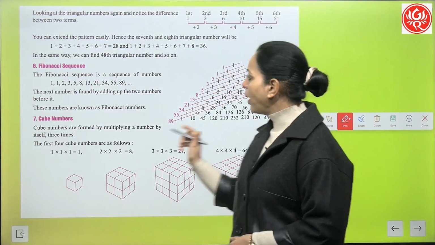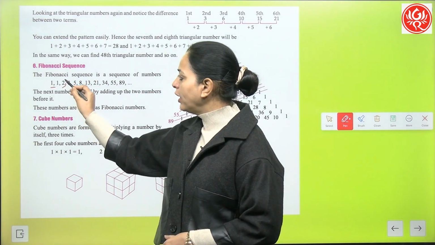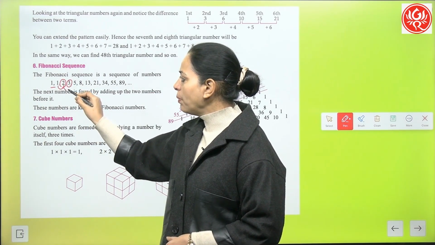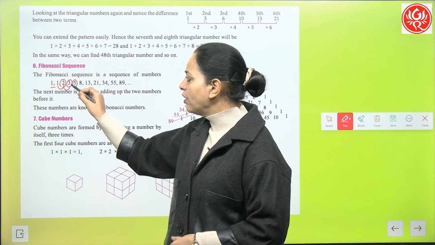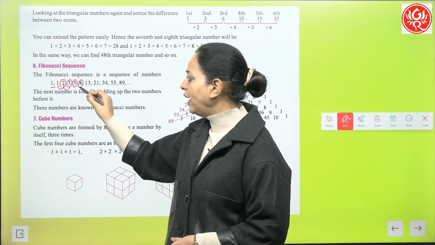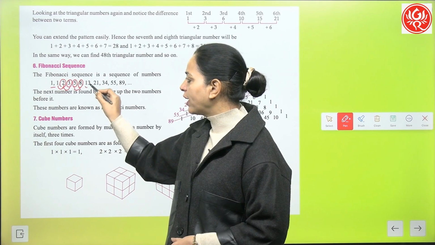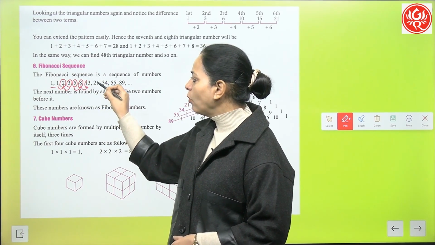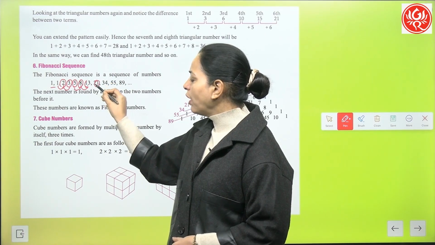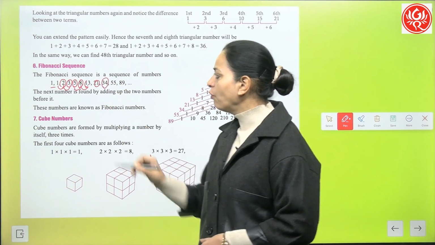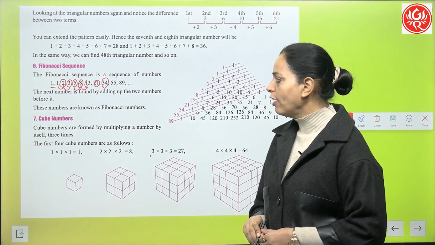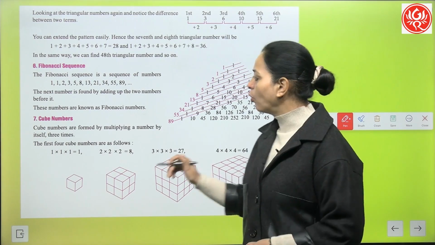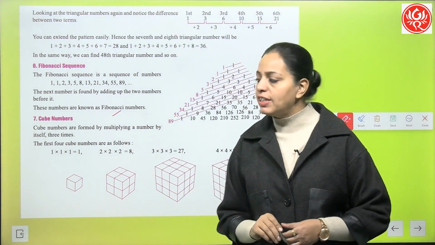See here, 1 plus 1, we are getting 2. 2 plus 1, we are getting 3. 3 plus 2, we are getting 5. 5 plus 3, we are getting 8. 8 plus 5, we are getting 13. 13 plus 8, we are getting 21. Then 21 plus 13, we are getting 34, like this. So these numbers are known as Fibonacci numbers.